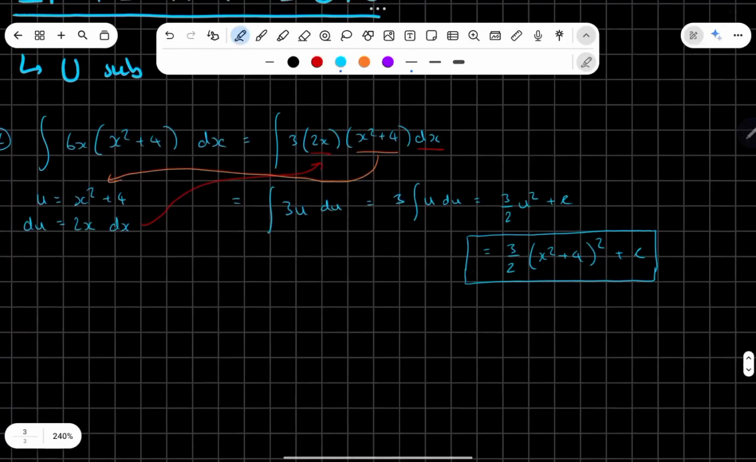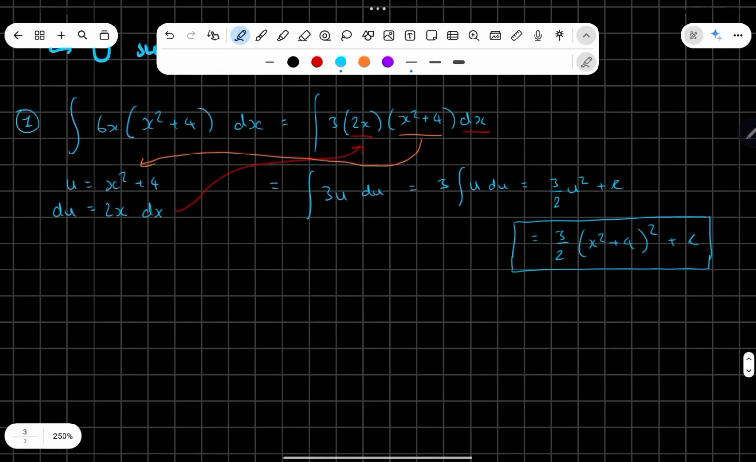Okay? Now let me take another example. Let's do integral 2x times x squared plus 1 to the power of 3 dx. Here, again, we're going to use a very similar u sub. We're going to make u equal to x squared plus 1, because we have a 2x on the outside, and du is equal to 2x dx.